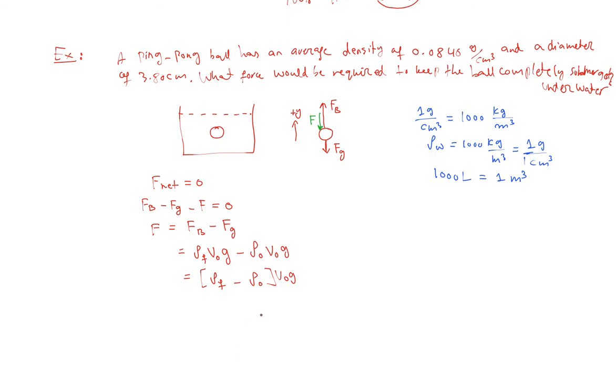And now let's plug in these numbers. Density of the object is 0.0840 gram per centimeter cubed. Okay, so to convert this to kilogram per meter cubed, we need to use this. Okay, so we need to basically multiply by 1000.